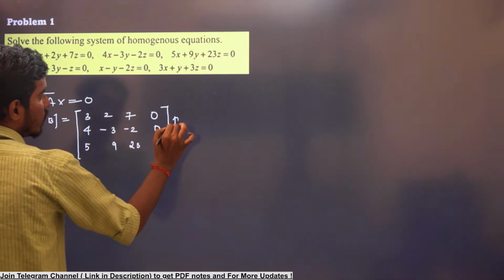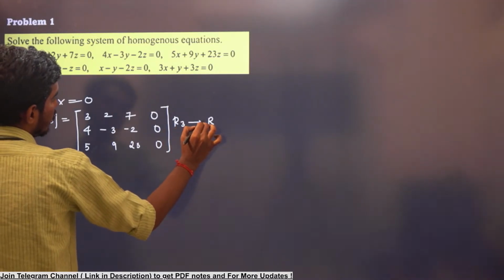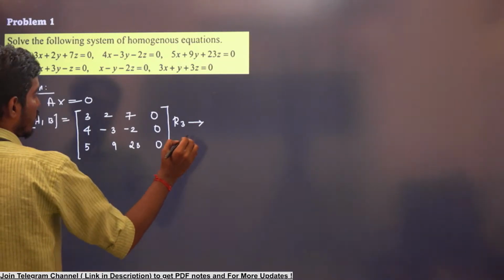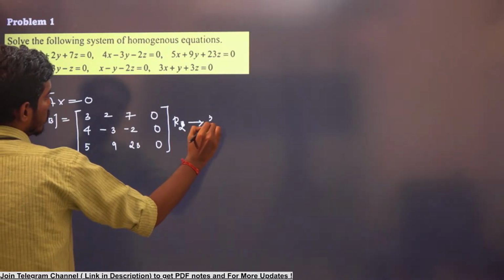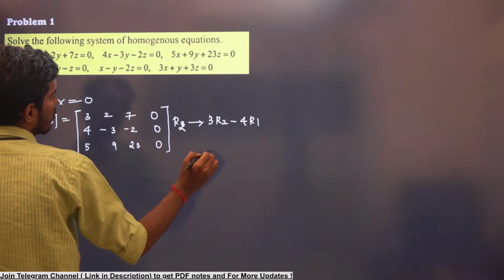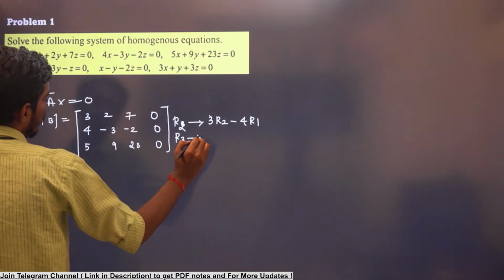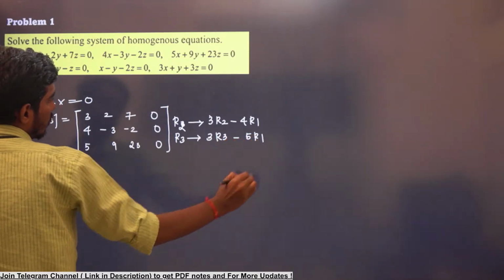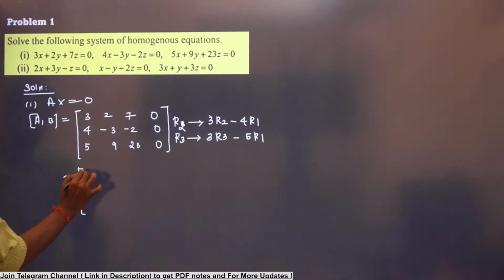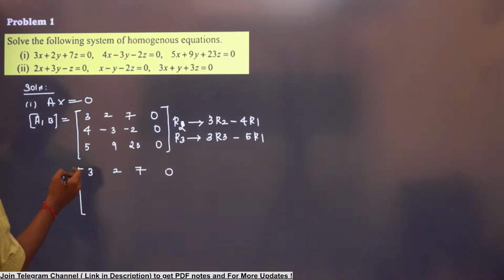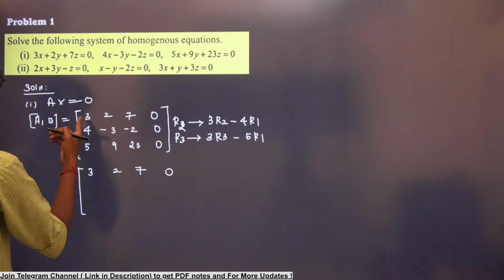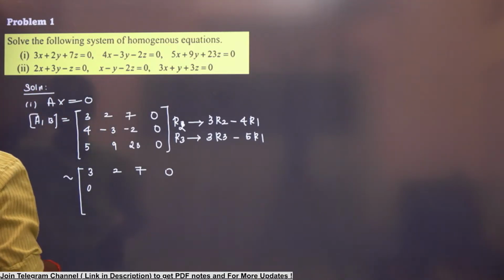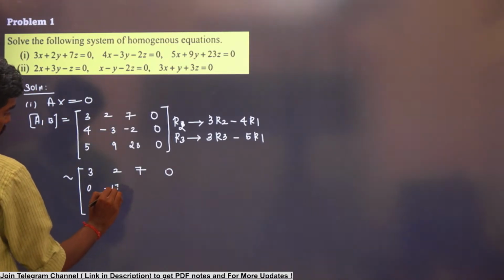So we reduce this to row echelon form. R2 is transformed to 3 times R2 minus 4 times R1. R3 is transformed to 3 times R3 minus 5 times R1. So this is equivalent to 3 2 7 0. Multiply 3 here, multiply 4 here, and then subtract. You multiply 3 here, this will be minus 9, minus 9 minus 8, so minus 17.